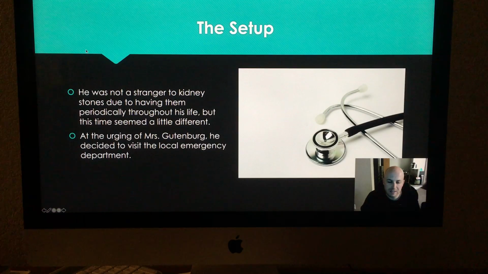So, in his past, he had experienced kidney stones throughout his life, so he more than likely realized that this was just kind of the same thing. But something just wasn't quite sitting right with him, and at the urging of Mrs. Gutenberg, he decided to visit the local emergency department.